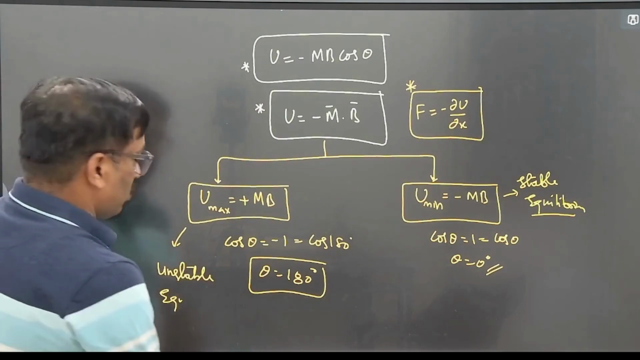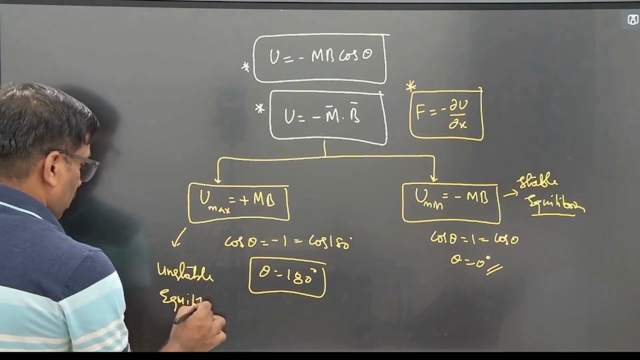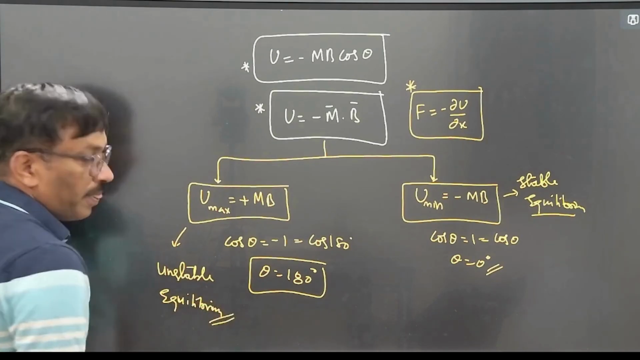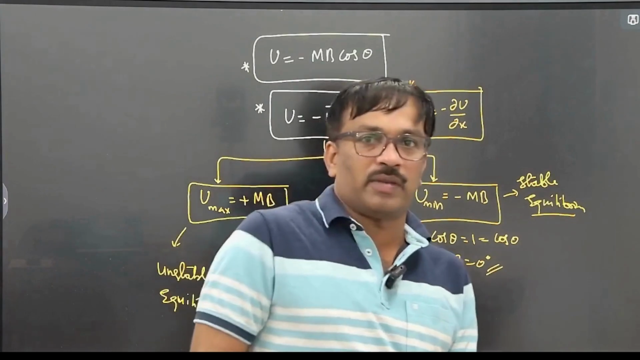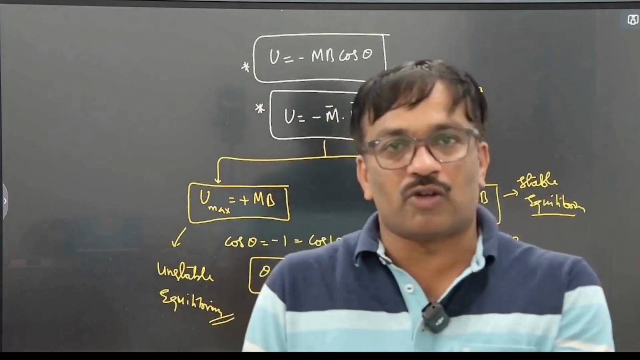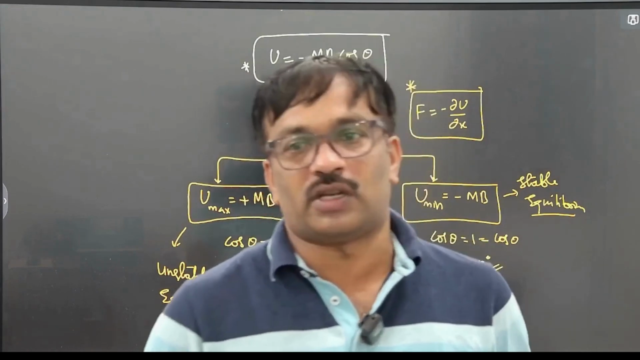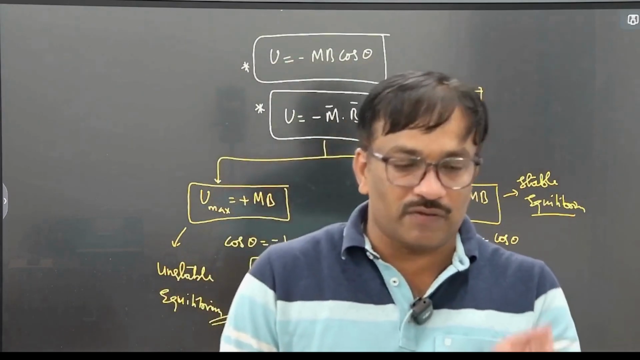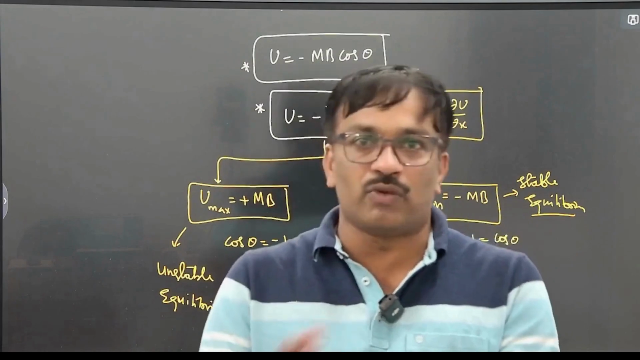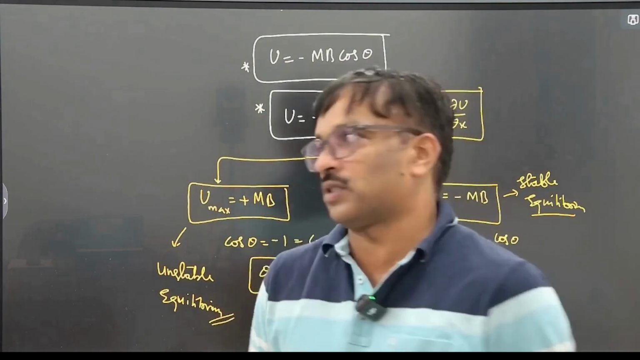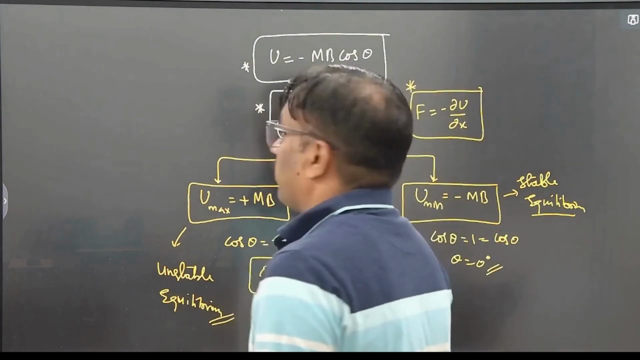Unstable equilibrium means if you give a small disturbance, it will get disturbed automatically, and it will never return to the same position. Stable equilibrium means if you slightly disturb it, it will oscillate and come back to the original position. That is said to be stable equilibrium.